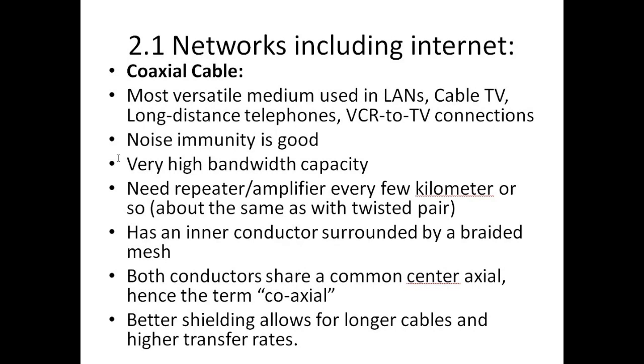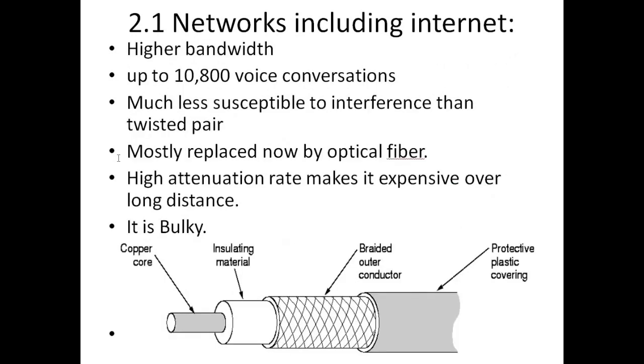It has an inner conductor surrounded by a braided mesh. Both conductors share a common center axis, hence the term coaxial. It has better shielding, which allows for longer cables and higher transfer rates. It has higher bandwidth. It can carry around 10,800 voice communications or conversations at a single time. It has that much higher bandwidth.